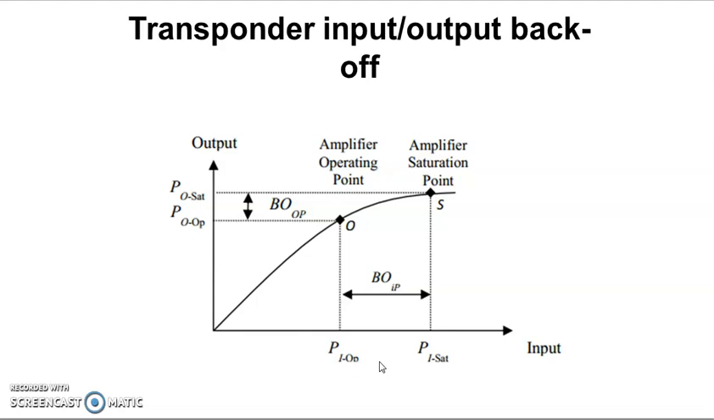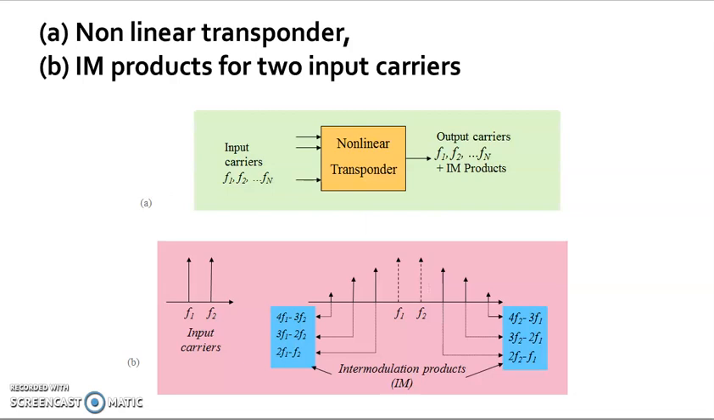FDMA. Now we need to see, when we are using FDMA, what will be the transponder output, and what are the intermodulation distortions that occur in this particular FDMA. So for that purpose we need to know about the transponder. We already said that the transponder is operating in a non-linear region, so with its output amplifier, we need to see what the intermodulation products are.